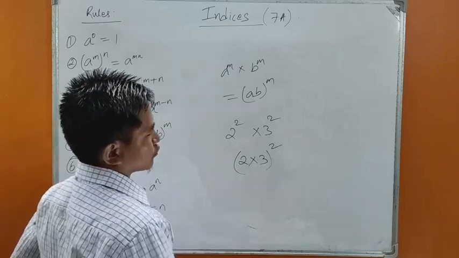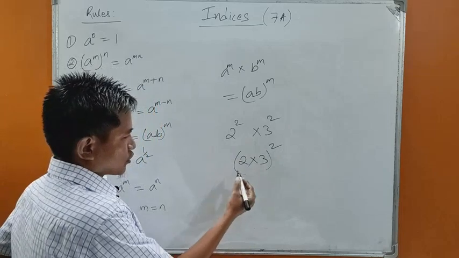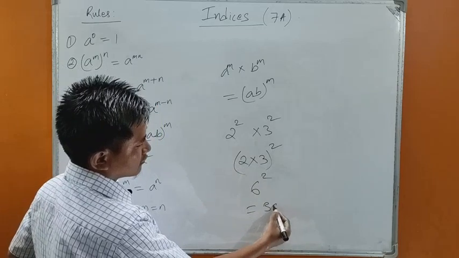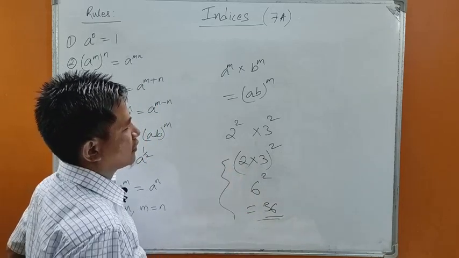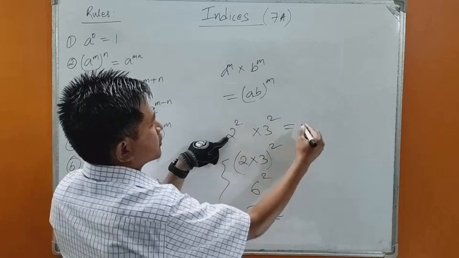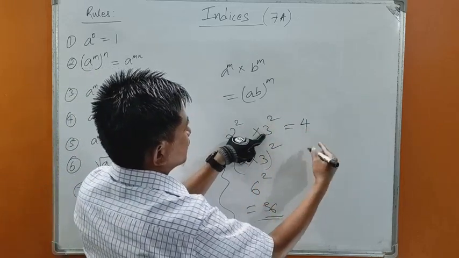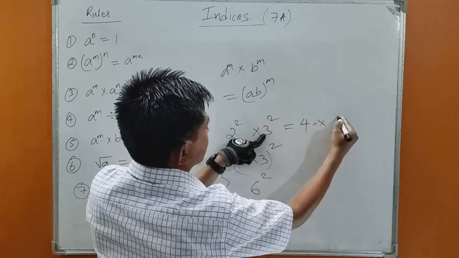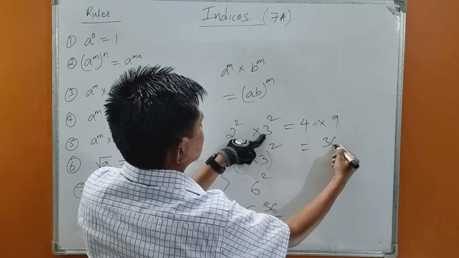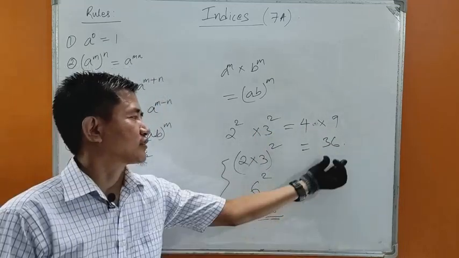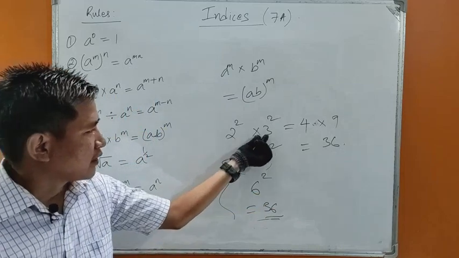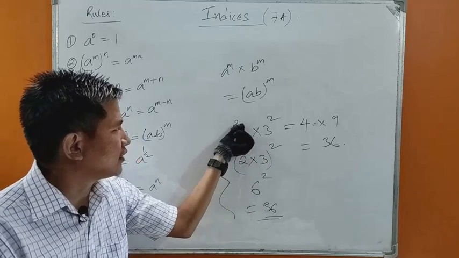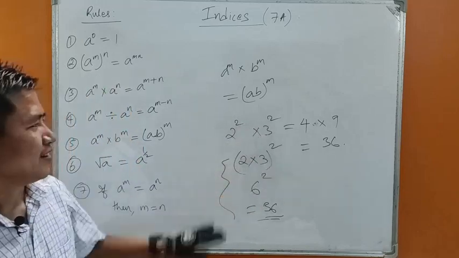Let's prove whether this is wrong or not. 2 threes are 6. 6 square, isn't it? So 6 square is 36. From this relation we got 36. Let us check whether it is 36 or not. 2 square means 4. Sorry, this is into here. 3 square means 9. So 4 nines are 36. Are you getting me? So this is also 36 and this is also 36. That means you can write the numbers like this within the bracket and put the power only once. Okay, this can be done.